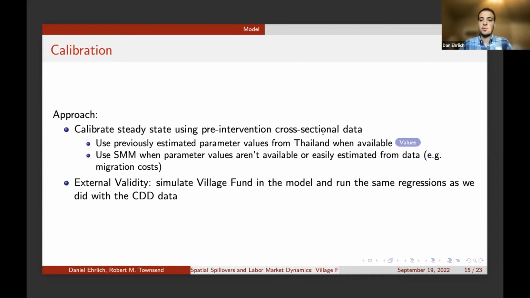Once we've done the calibration, we can then simulate the village fund in the model and run the same regressions as we did in the CDD data and compare the regressions in the model to the regressions in the data. And this will be an external validity test of how well we've calibrated our model using cross-sectional data.